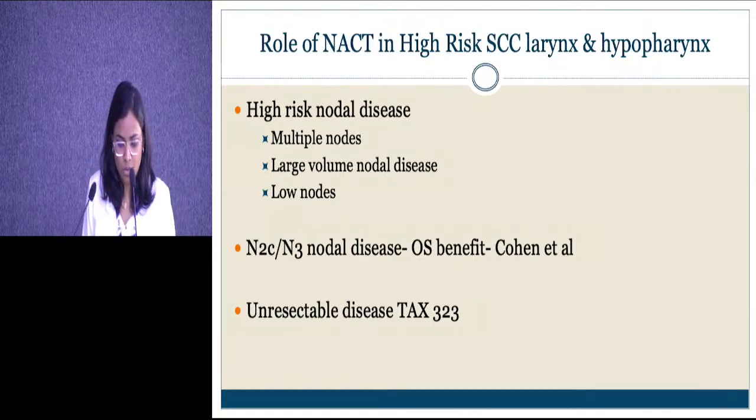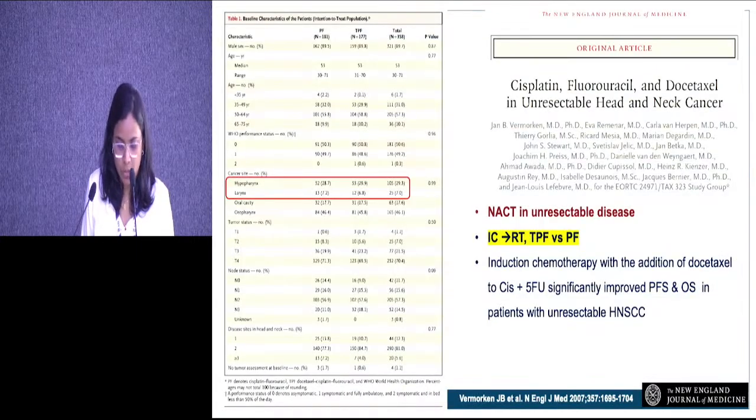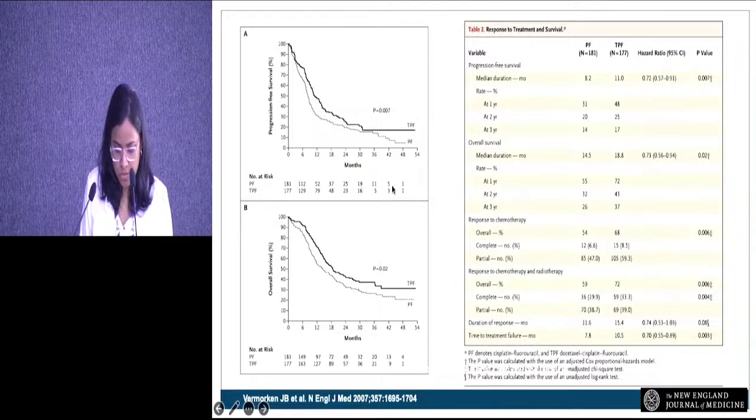So high-risk nodal disease, N2, N3C nodal disease, and of course unresectable disease, which was in the TAX 323 trial, where unresectable disease received neoadjuvant chemotherapy and then went on to receive radiotherapy. And again here, they looked at the addition of taxane. But just to highlight that this was a heterogeneous study, it did not only involve larynx and hypopharynx, there were other subsites as well, but around one third of the patients included laryngopharyngeal cancers.